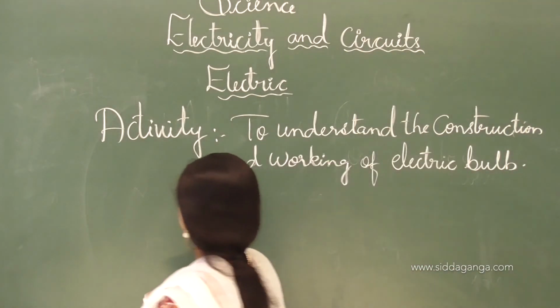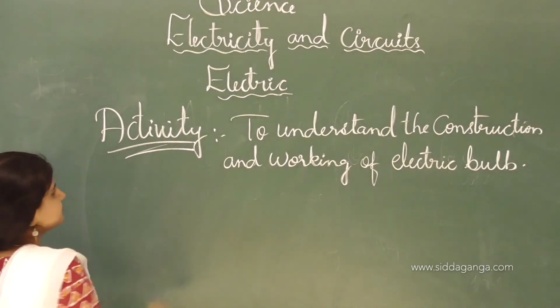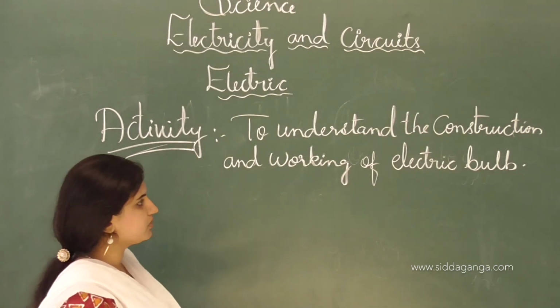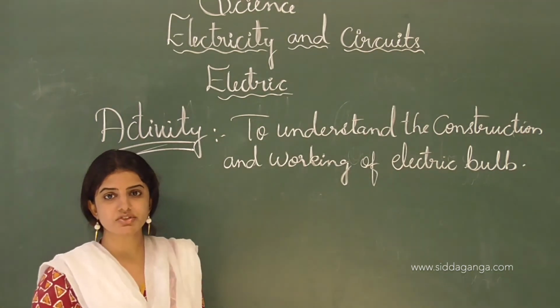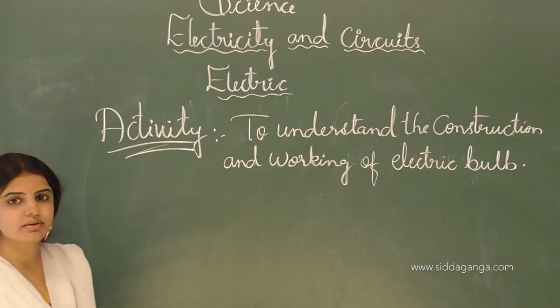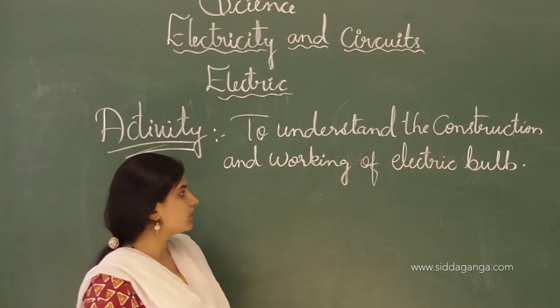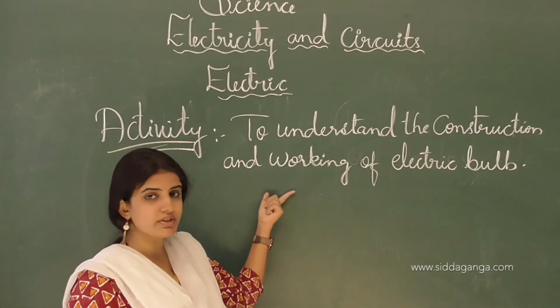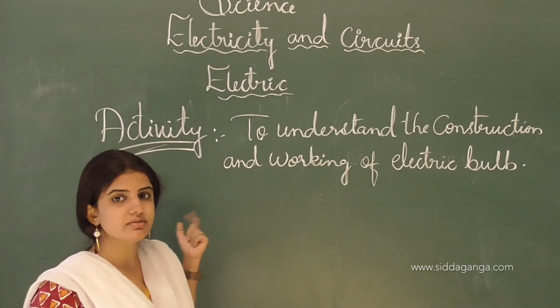See, this is the name of the activity: to understand the construction and the working of the electric bulb. Construction is very important. We already learnt about the electric bulb, how it is constructed and how it works, and we will learn it in this activity.